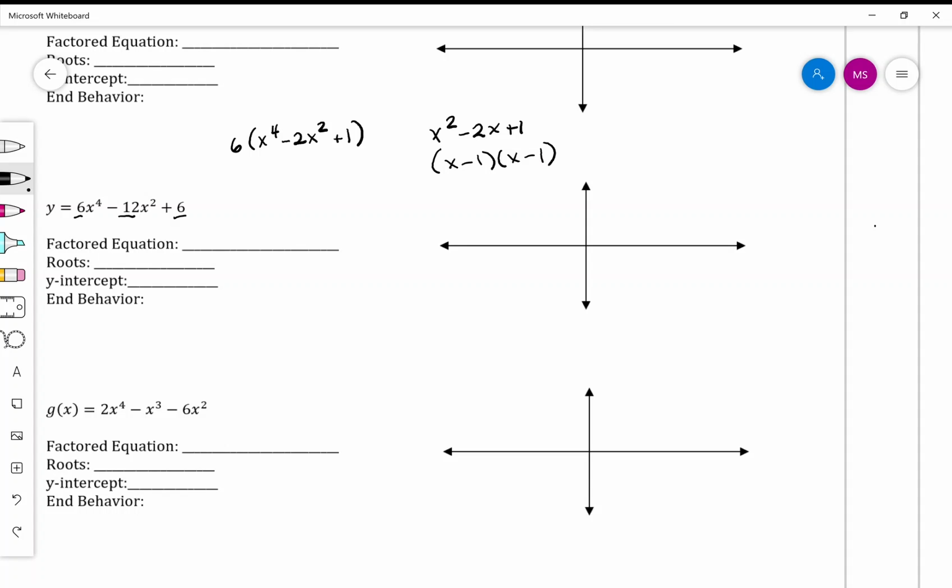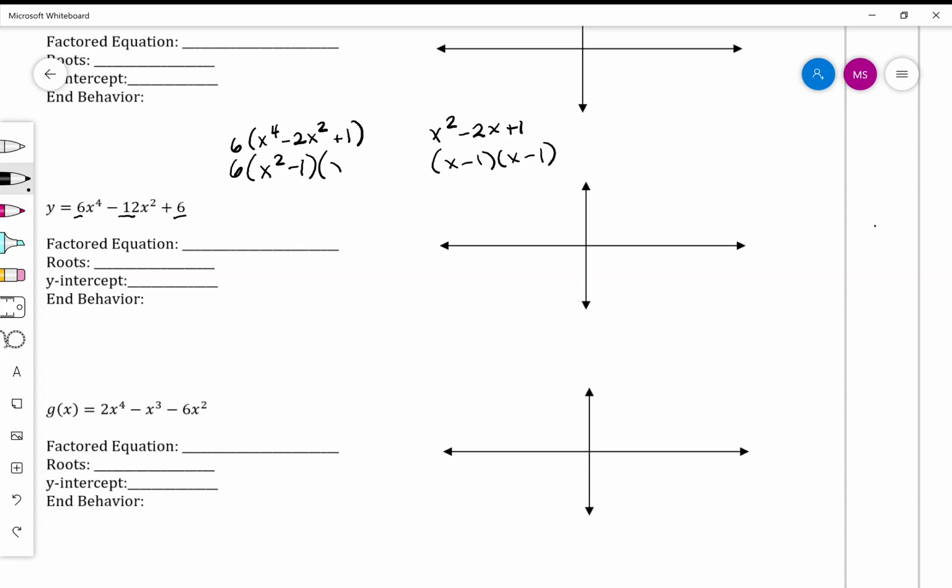Great. We're going to use that same mentality, but instead of x minus 1, notice how the exponents are just doubled. So instead of x squared, it's x to the 4th. Instead of x, it's x squared. So basically everything's doubled. So instead of x minus 1, we're going to use, well, the 6 still comes along for the ride, we're just going to do x squared minus 1.